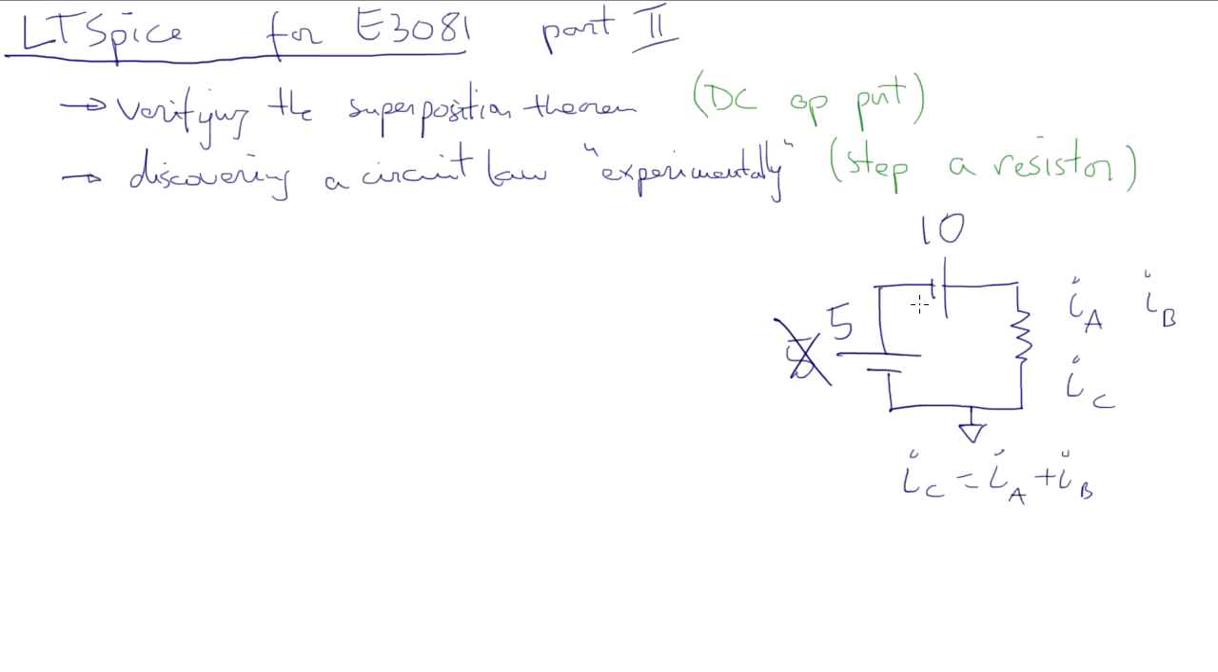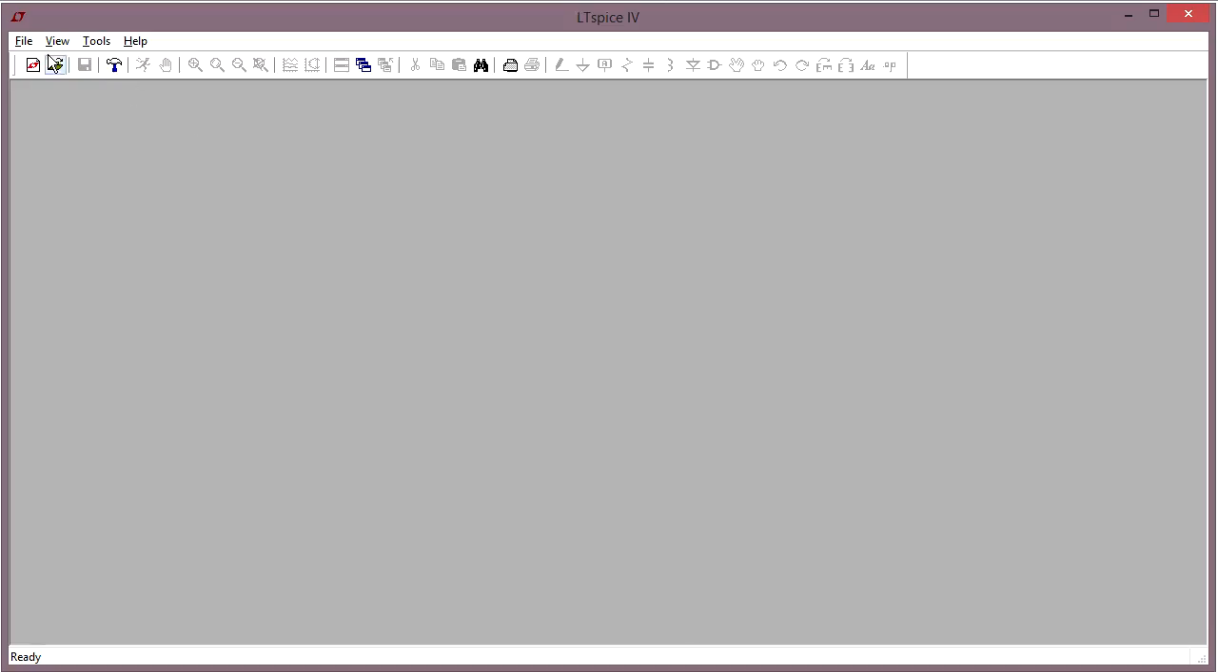The idea of this being, of course, that you can turn on each source individually, calculate the value that passes through the resistor, and then add those values to obtain the final value. This works for linear circuits such as this one and in certain other very specific cases. So let's go ahead and simulate this particular circuit.